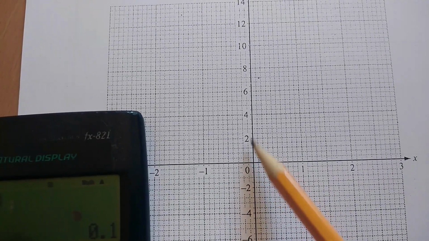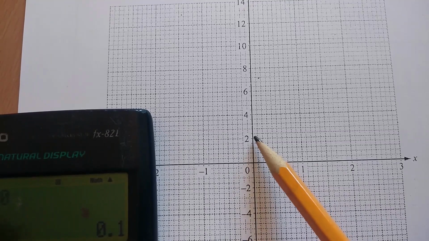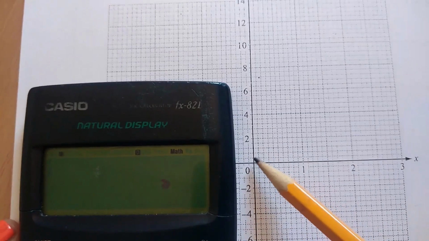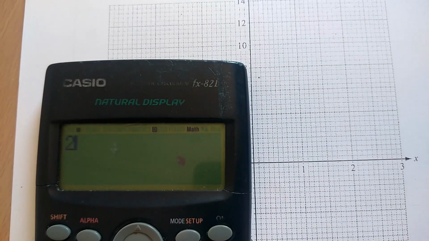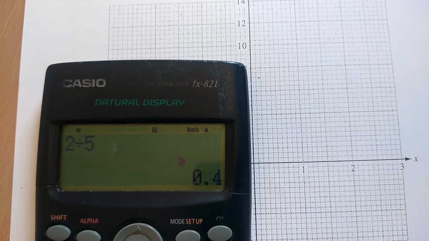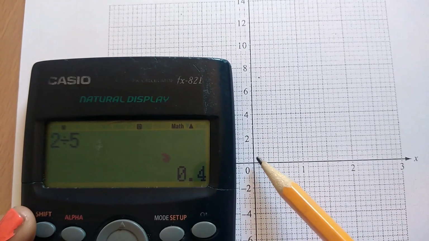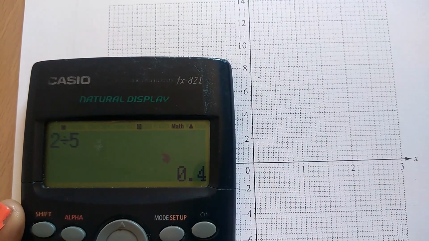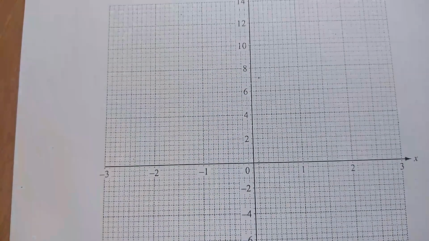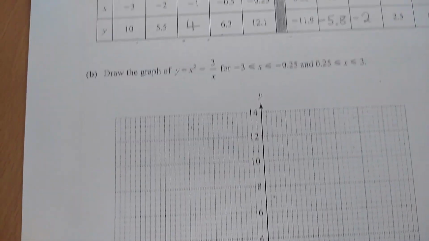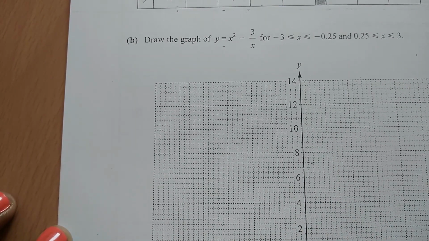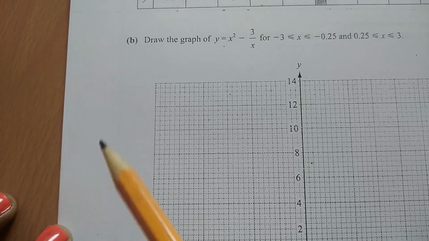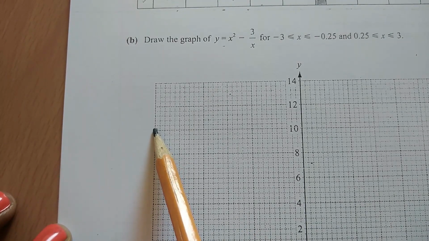What about every small box in your y-axis? You can see that we have 2 and we have 1, 2, 3, 4, 5 boxes. So we're just going to say 2 divided by 5, and a small box is 0.4 in your y-axis. Okay, so now we're going to plot. The first one, you have negative 3, 10. Negative 3 is in your x-axis and 10 is in your y-axis. So the first coordinate is going to be here.